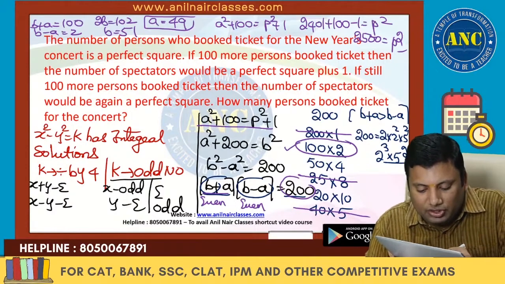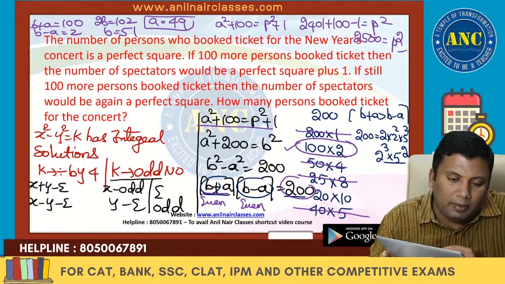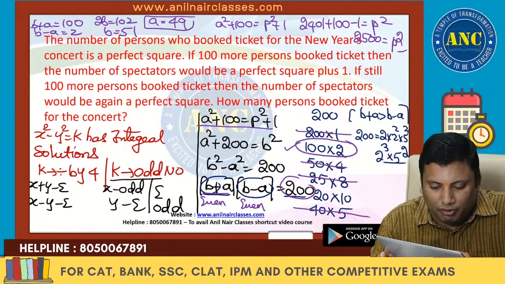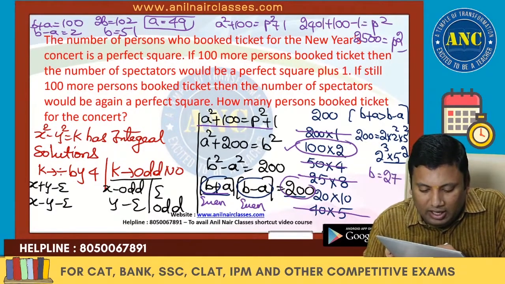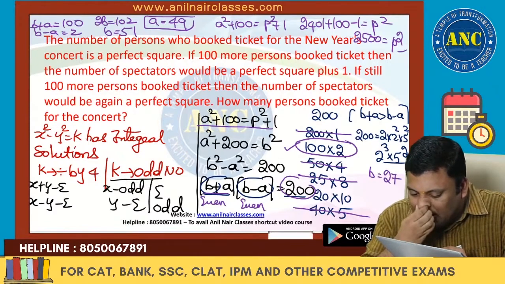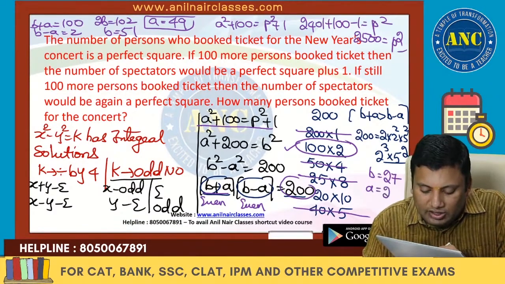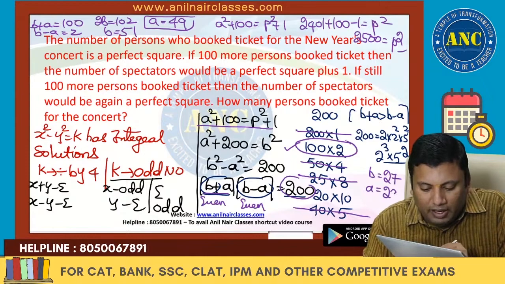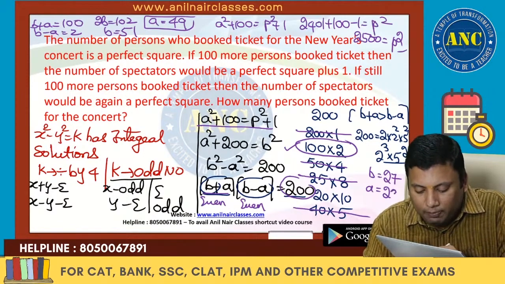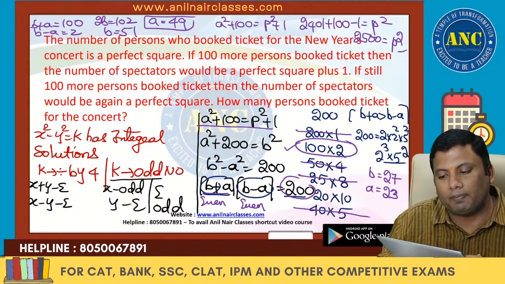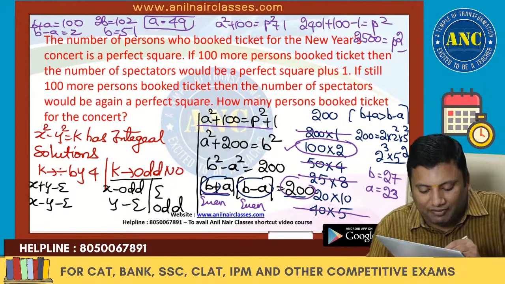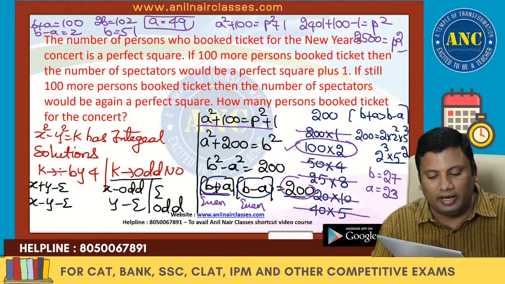Now even if you check 50 into 4, b plus a is 50, b minus a is 4, 2b is 54, b is 27. So a is 23. 23 square plus 100 is 529 plus 100, 629, minus 1 is 628, which is not a perfect square. Like that you can eliminate the cases.